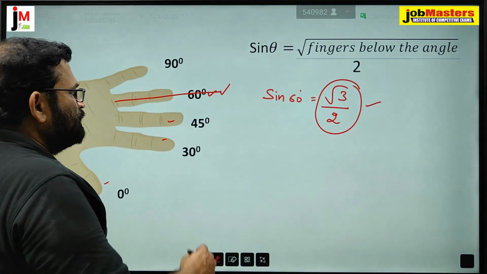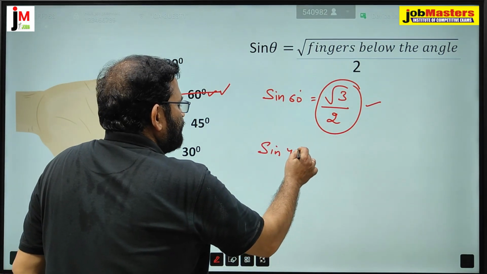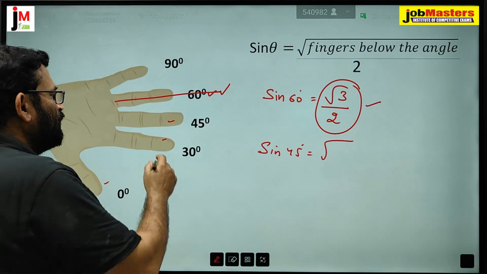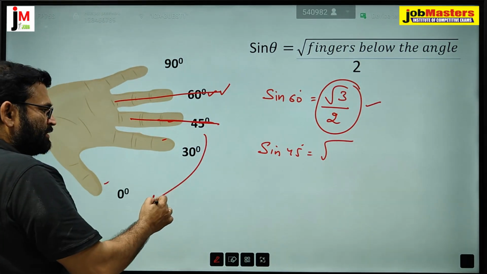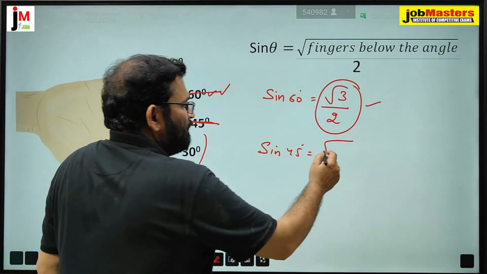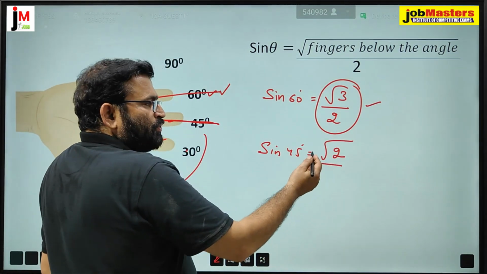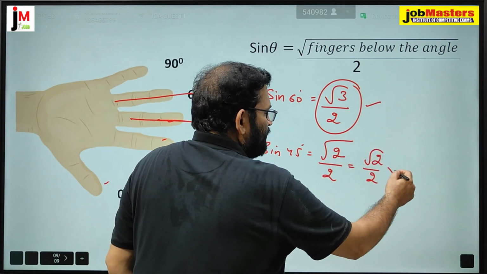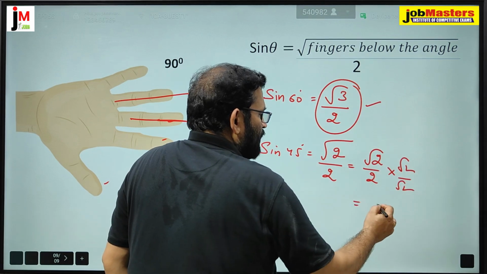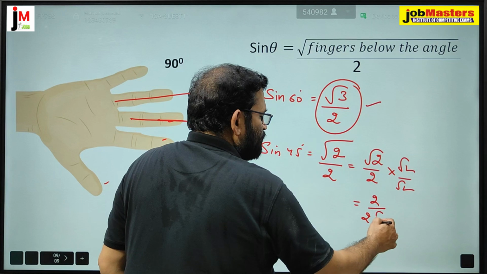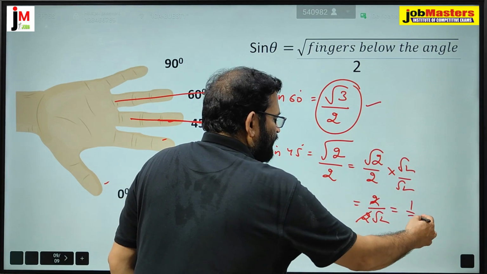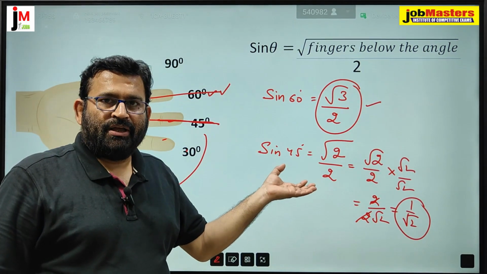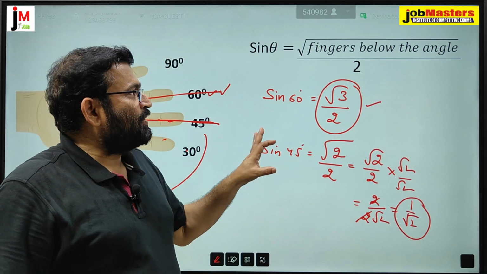Now let's try another value. Sine of 45 degree. How can we find this one? What does the formula say? Number of fingers below the angle. So 45 degrees here, and the number of fingers below this is 1 and 2. Only 2 fingers are there which are below 45 degree. So root of 2 divided by 2. So what we have is root 2 by 2, which can be further rationalized to give a simple result, which is 2 by 2 root 2, which finally results in 1 by root 2. So this is the answer for sine of 45 degree. I think you can see how easy this method is.